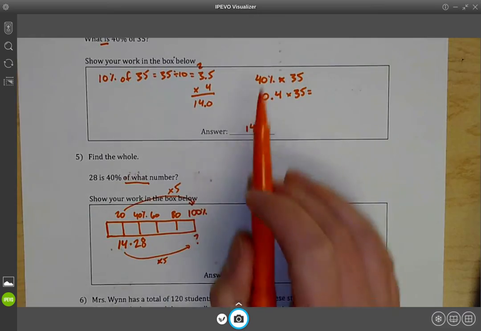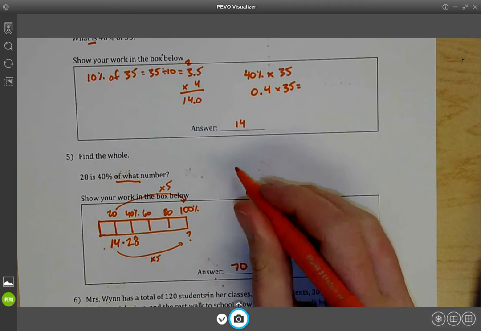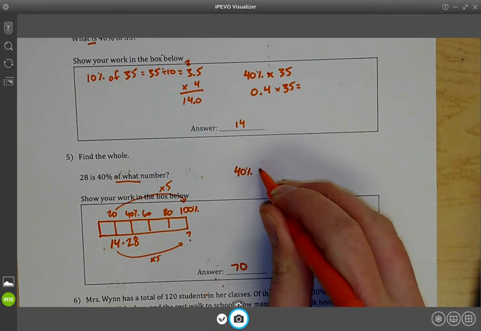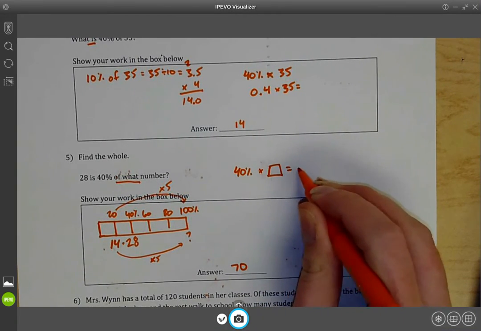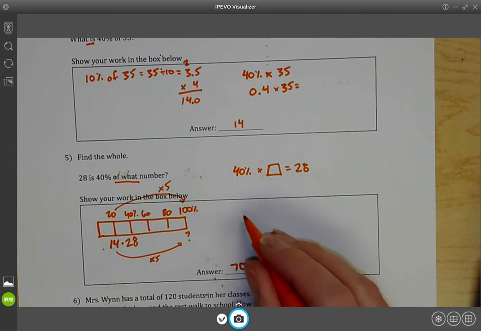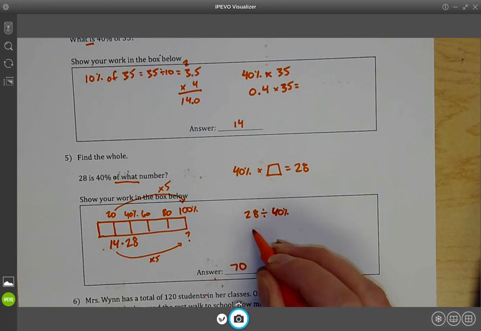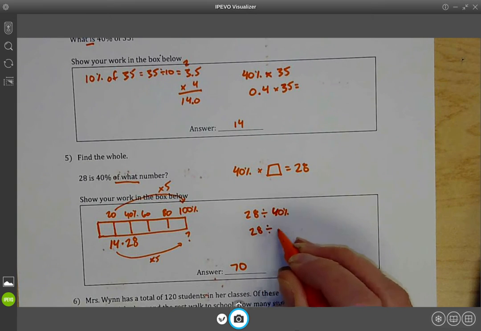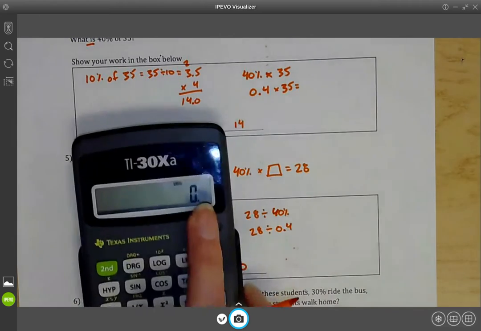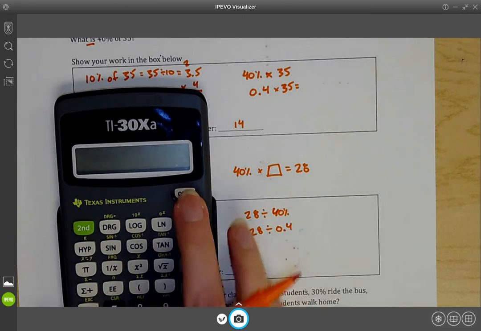If I'm using my equation like up here, percent times whole equals the part, I'm going to have to reverse my equation because I know 40% but I don't know the whole, and I know the part. So instead of multiplying, I'm going to need to divide. So 28 divided by 40%. Or if your calculator doesn't have a percent button, 28 divided by 4/10 as a decimal. So 28 divided by 0.4 gets us 70 as well.